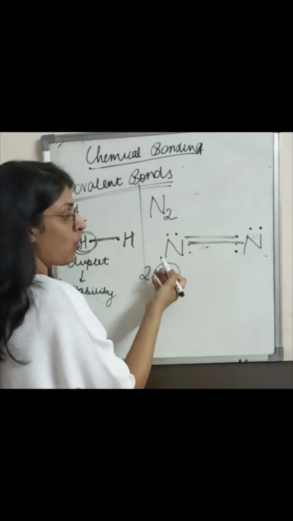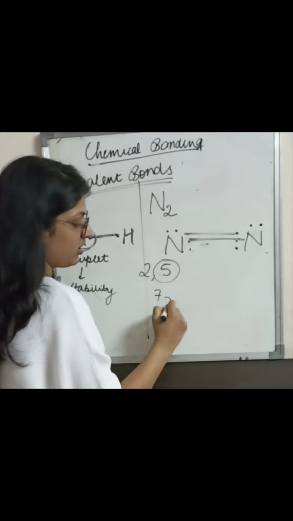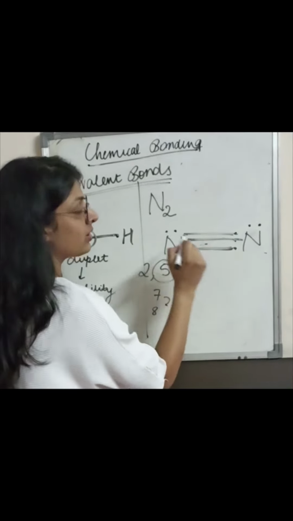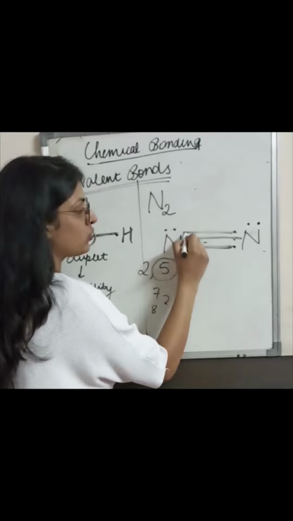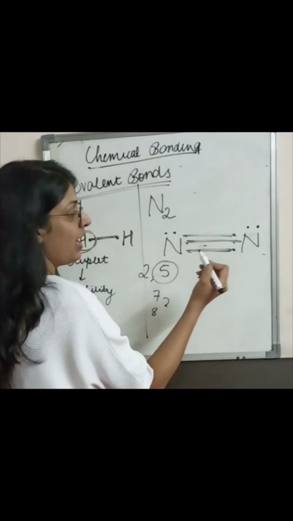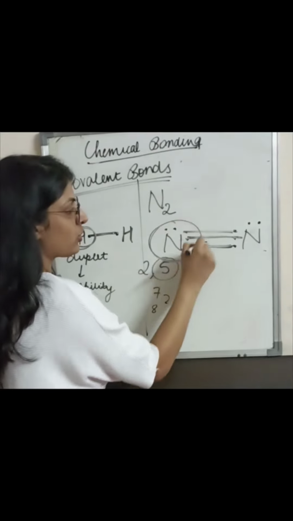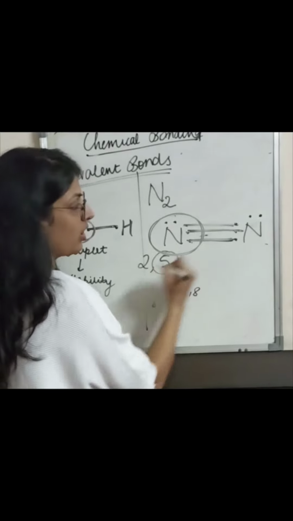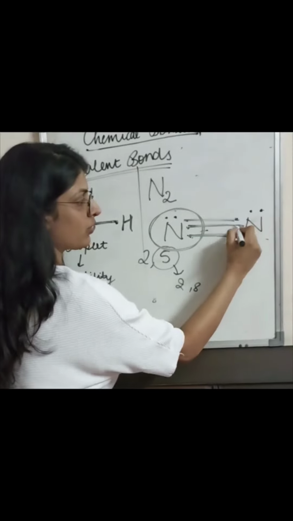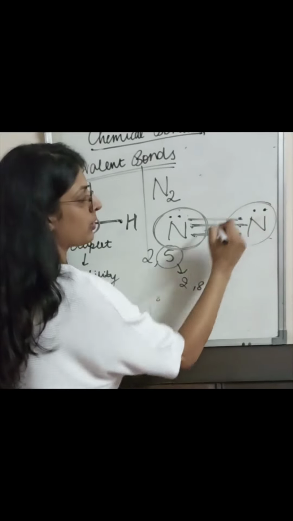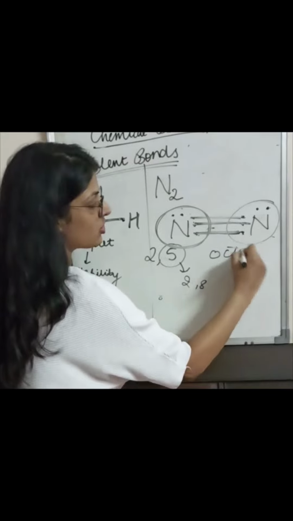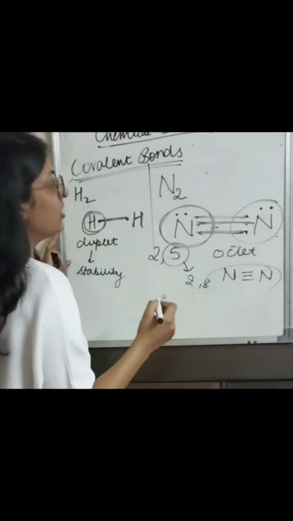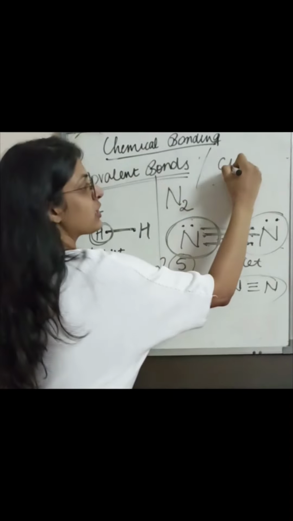Now we have 7 electrons, but we need 8. So we will take another electron pair which is being shared. Now we check: 1, 2, 3, 4, 5, 6, 7, 8. Hence this nitrogen has 8 electrons in its outermost shell. Also this nitrogen, 1, 2, 3, 4, 5, 6, 7, 8, has completed its octet, and hence a triple bond will be formed between these two nitrogens. Similarly, the example of CH4 can be taken.